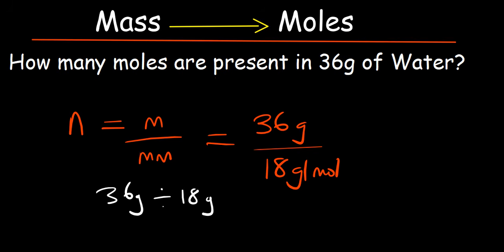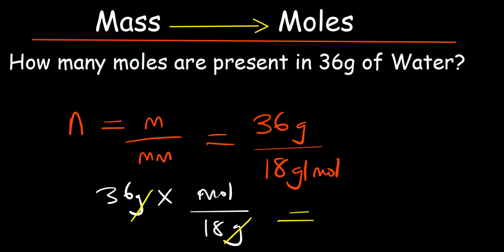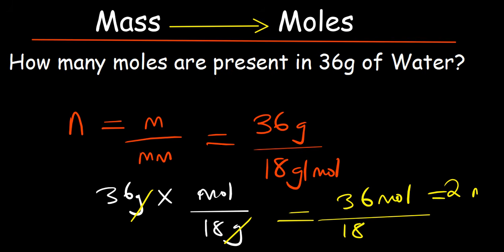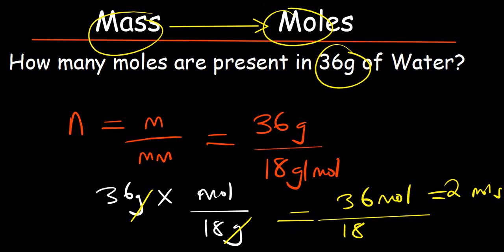Now notice something. We've got 36 grams divided by 18 grams per mole. Every time you're dividing, you're going to have multiplication. So in this case, the mole is going to go on top, then down I'm going to have 18 grams. Okay. Now the gram and the gram can cancel. I'm just going to have 36 moles on top divided by 18. Now 36 divided by 18, that is just a 2. So this is going to give us 2 moles. That's how you convert mass to moles. We've converted 36 grams of water to 2 moles. So basically that's very important for us to understand that part.